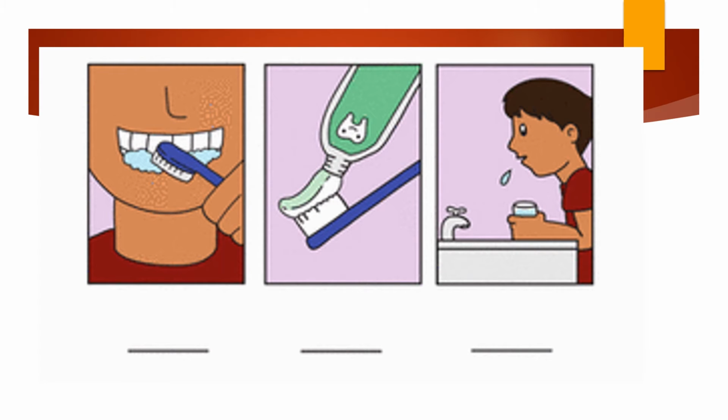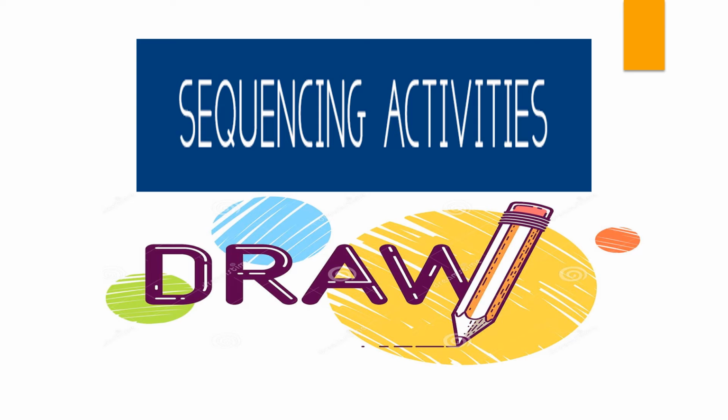Okay, look at this boy. He's brushing his teeth. What happened first? First, he puts the paste on the toothbrush. Next, he brushes his teeth. And finally, he uses mouthwash.